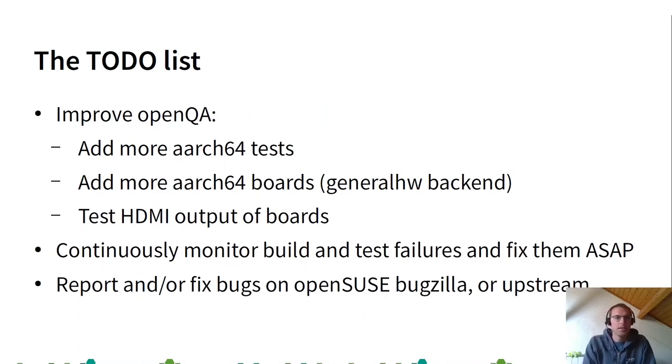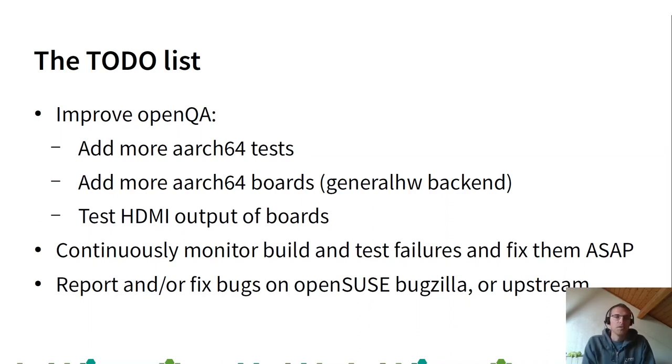We can improve openQA as well. We can add more AArch64 tests to close the gap with x86 and have the same tests. We can add more AArch64 ports. Currently, we only test Raspberry Pi 2, 3, and 4. We could add more boards if people are interested. And what would be great is testing the HDMI outputs of the boards, because at the moment it's only headless. So if you have a broken HDMI output, it's not detected by the openQA tests at the moment.